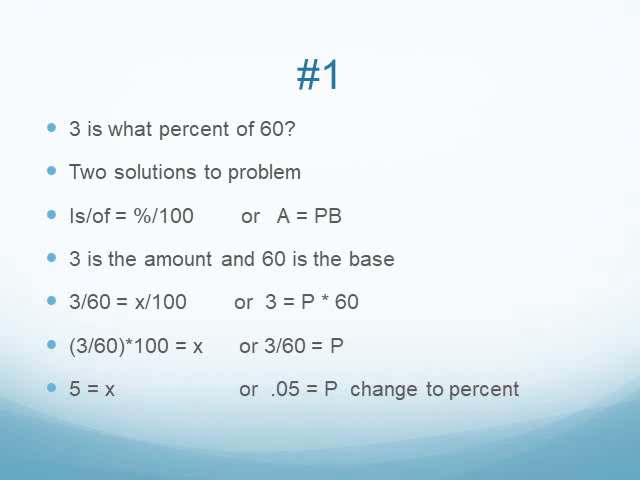So if you do use A equals PB, make sure you move your decimal at the end to change it to a percent. If you use is over of, the 100 in that formula takes care of that for you. Okay, so I know it's been a while. If you need more practice on this, remember it was the beginning of Chapter 8.